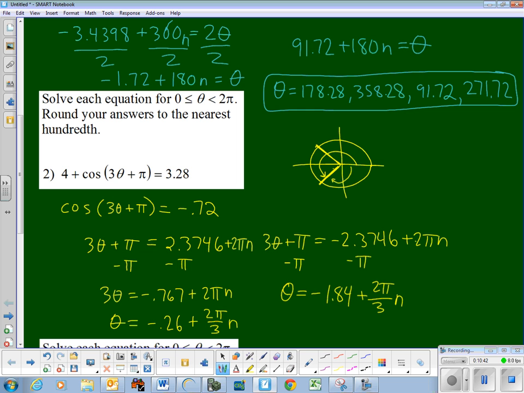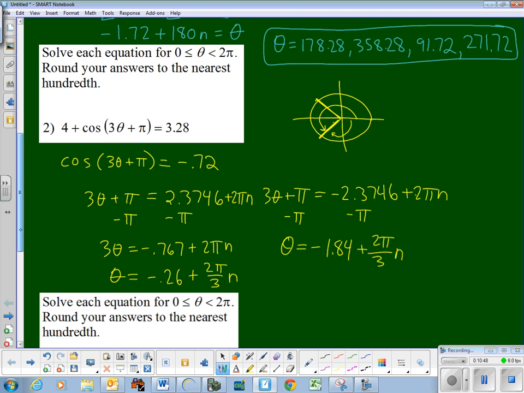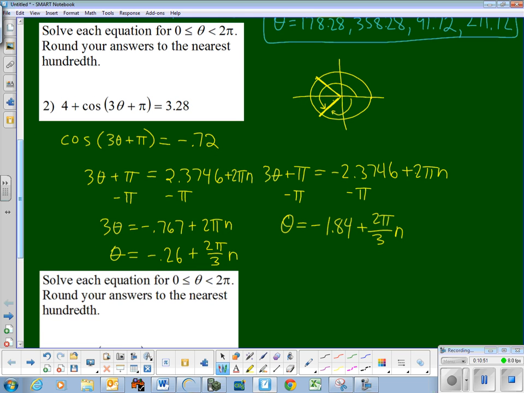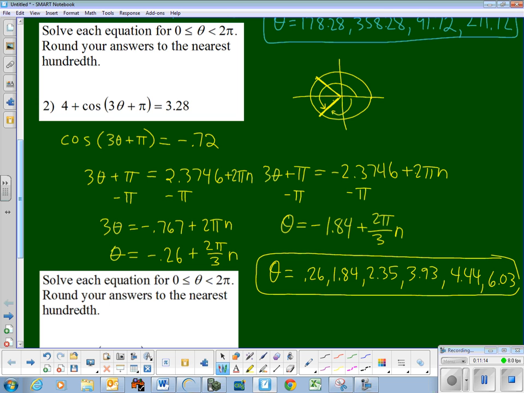Okay, and again, there's a lot of calc steps, and it's going kind of quickly, but at this point, I'm just going to show you the answer. You could let n be 0 and 1 and 2 and figure out all the results that are less than 2 pi. Turns out that theta is 0.26, 1.84, 2.35, 3.93, 4.44, and 6.03. So we're going to stop. 2 pi would be about 6.3 radians or so. So anything smaller than that for any of these values of n are going to be allowed.